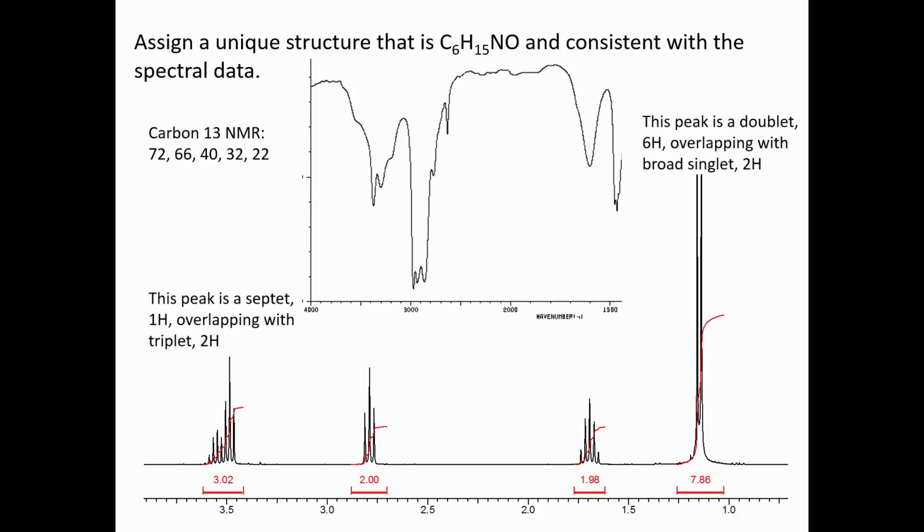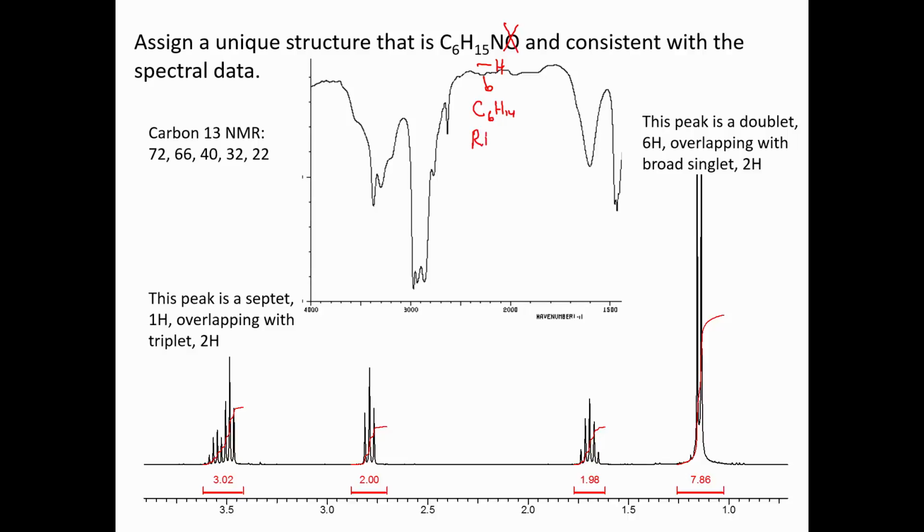Okay, let's do a spectroscopy problem. Assign a unique structure that has the formula C6H15NO and is consistent with the spectral data. First thing you should always do is calculate the degrees of unsaturation, and remember that we drop the oxygen, subtract a hydrogen, and we're going to use C6H14 as our formula for the unsaturation calculation.